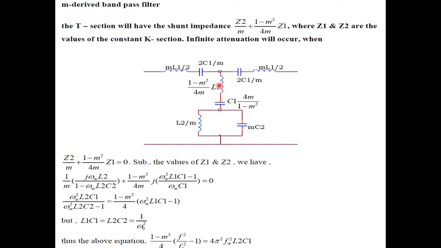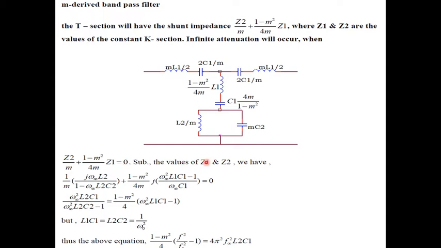Due to the m, some values get changed, so in the T section we have the shunt impedance, let's say Z1 by m plus (1 minus m square) by 4m into Z1, that is the shunt impedance, where Z1 and Z2 are the values of the constant K section. The infinite attenuation will occur when the shunt impedance is like this: Z2 by m plus (1 minus m square) by 4m into Z1 equal to 0.